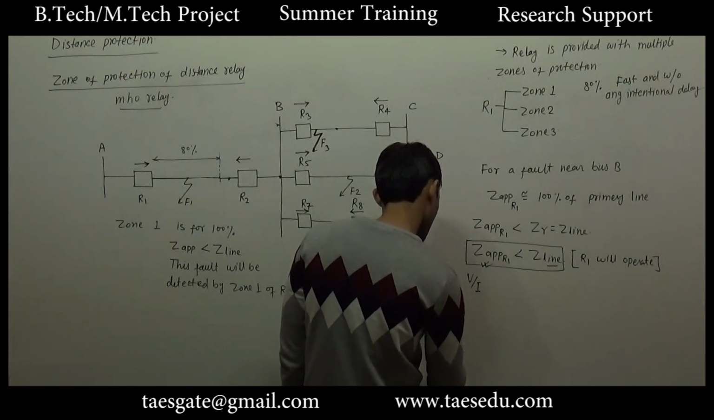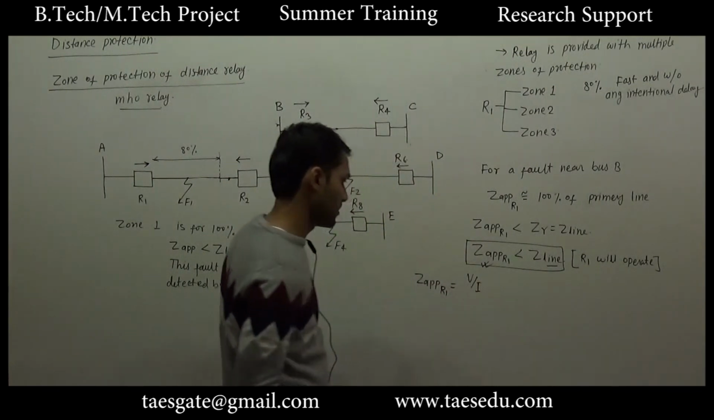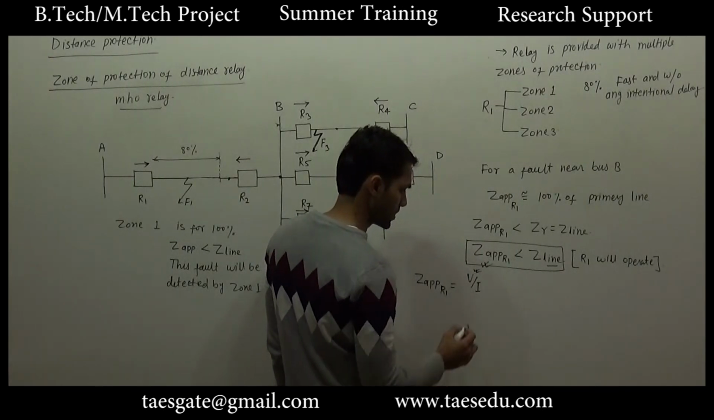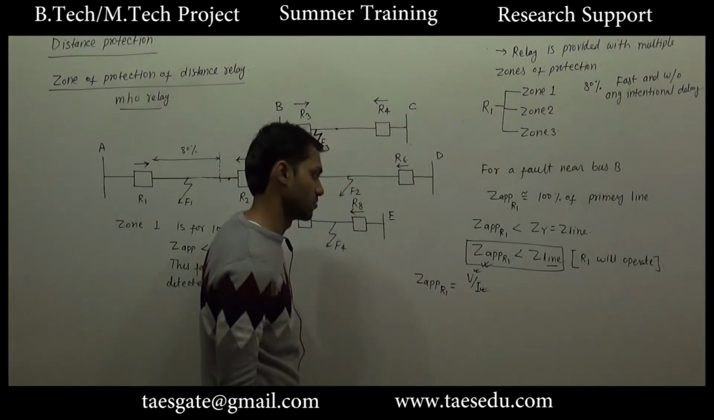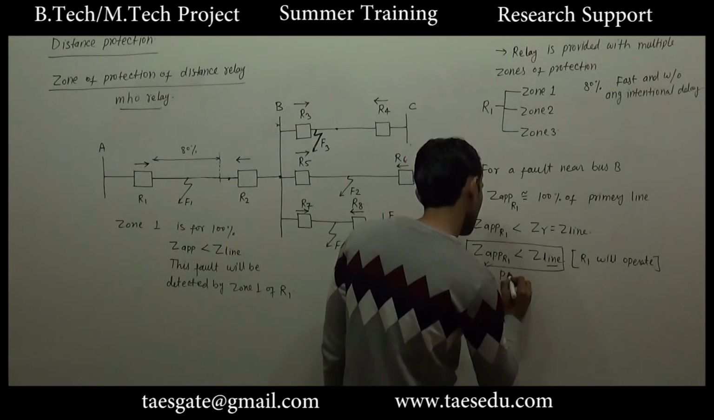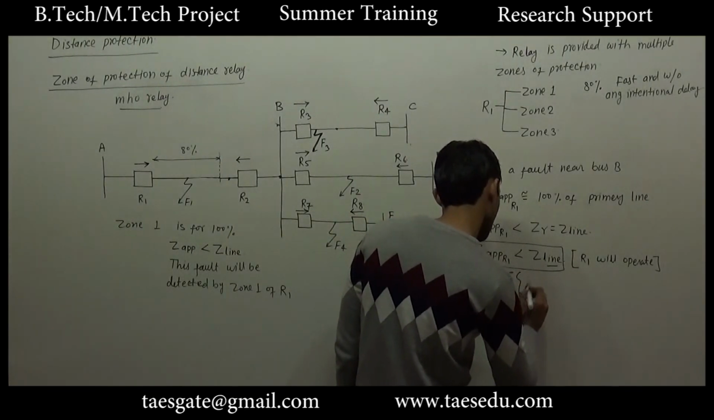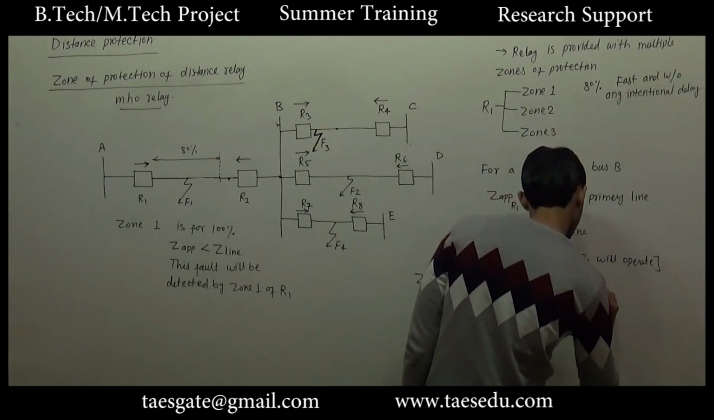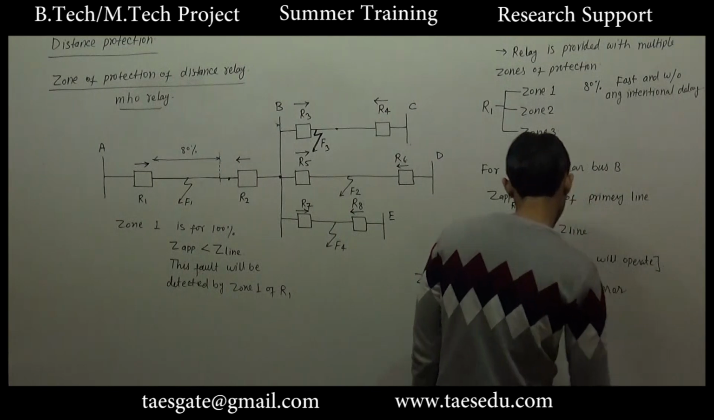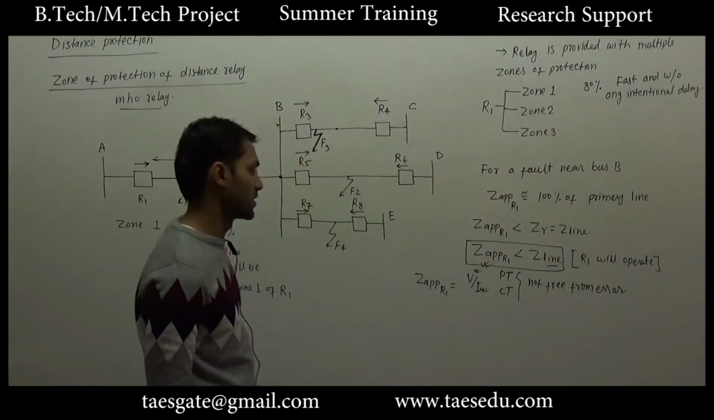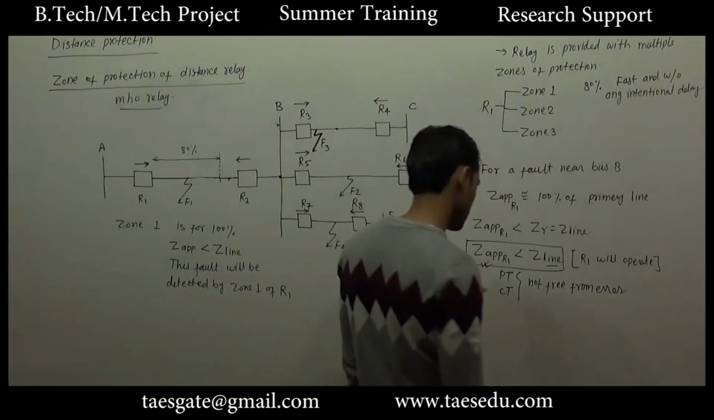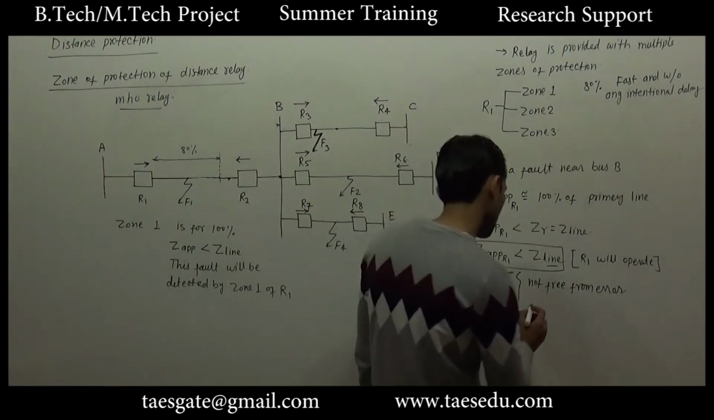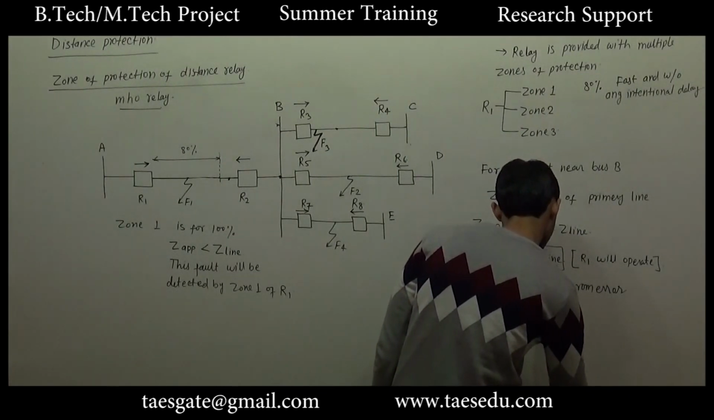Z apparent as seen by relay 1 will be operated. This will be calculated by the reading of the potential transformer and the reading of the current transformer, and both the potential transformer and current transformer are not free from errors. There will be some error in the reading of potential and current transformer. Also, the current transformer is not free from saturation.